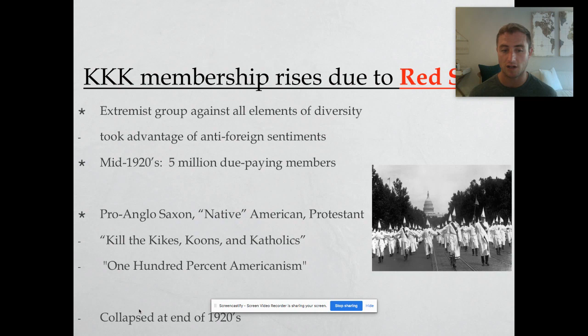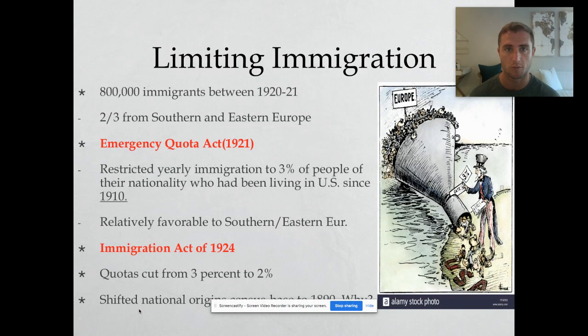They will collapse at the end of the 1920s, but one of the things that they are especially going to advocate for is prohibition and enforcement of prohibition. The KKK, especially in the Midwest and the South, where prohibition was most popular. And so the KKK is actually going to want to enforce prohibition.